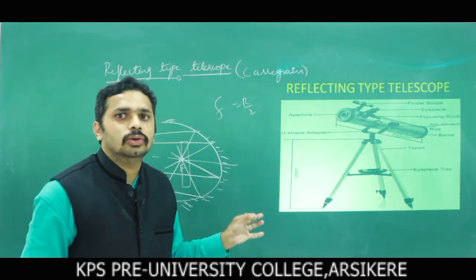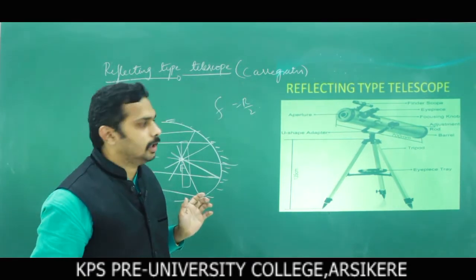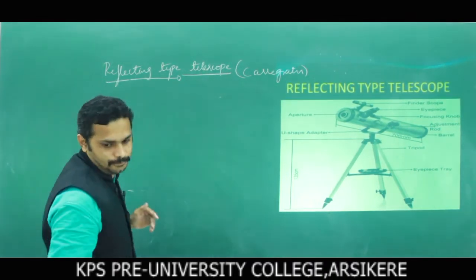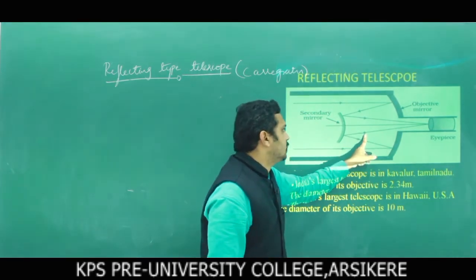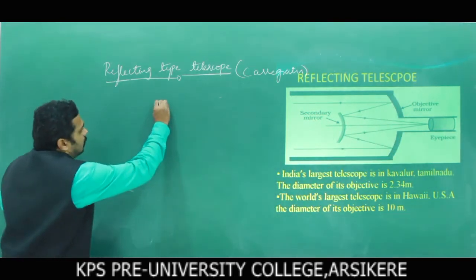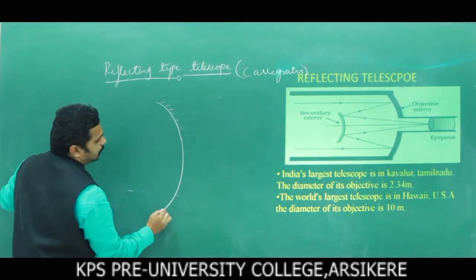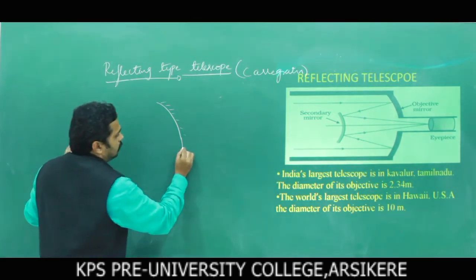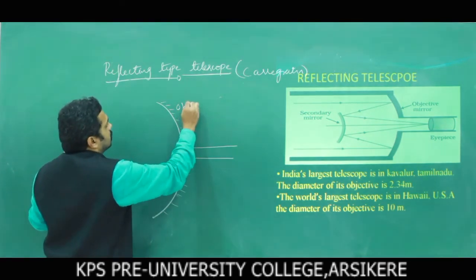Now for our syllabus, the Cassegrain type reflecting telescope. Look here, this is the Cassegrain type reflecting telescope. It consists of a large objective mirror. This is the large objective mirror, a concave mirror, with a fine hole in the middle. You know that I am making a hole. This acts as the objective mirror.